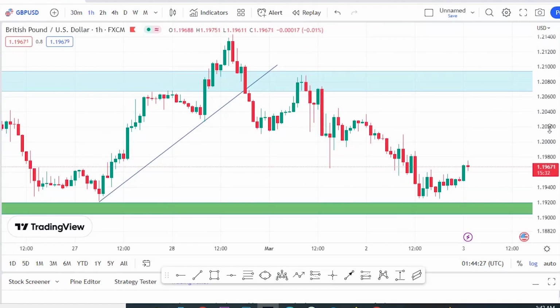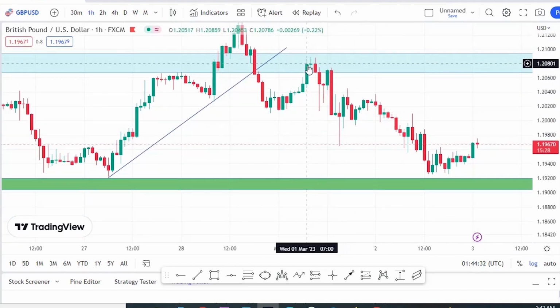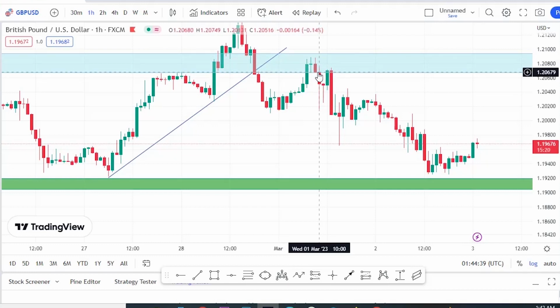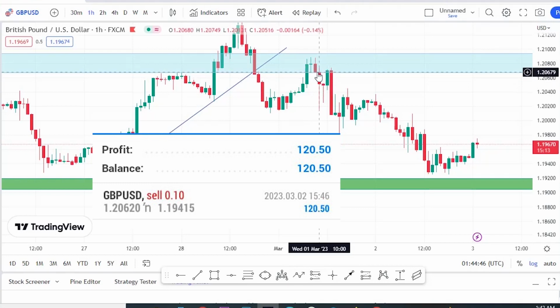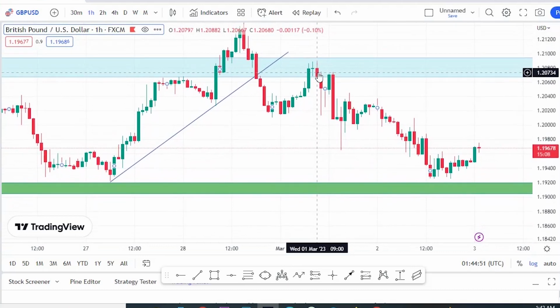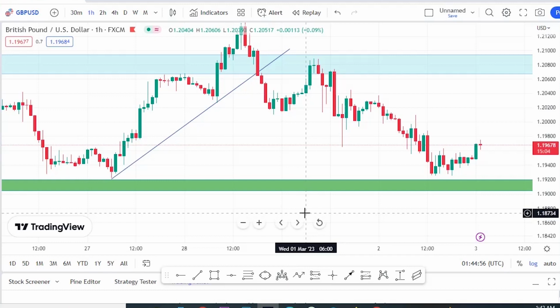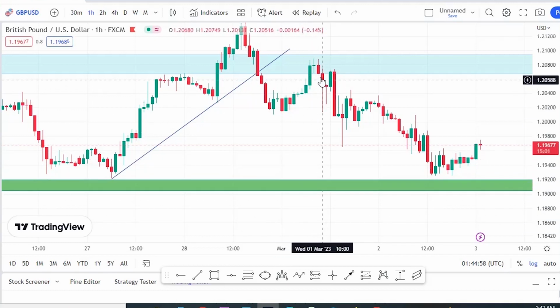So after price resisted, giving me this indecision candle right here, price ended up giving me a bearish engulfing candle. After the bearish engulfing candle closed, I entered on the H1 time frame. So I entered the market right at this point, and then it went all the way to the 90% retracement.